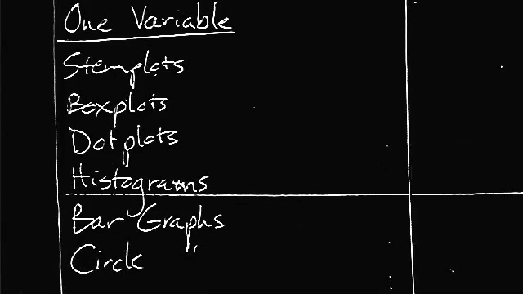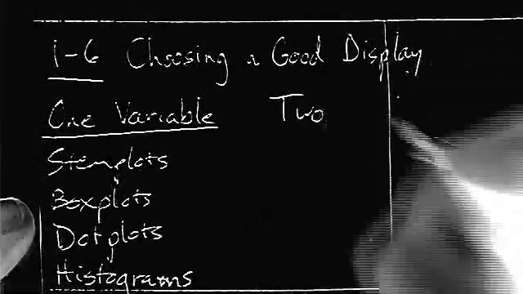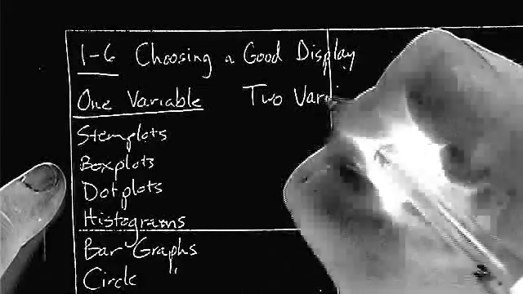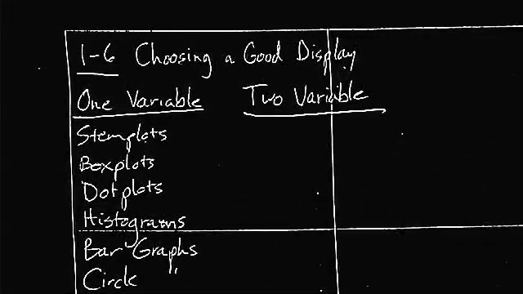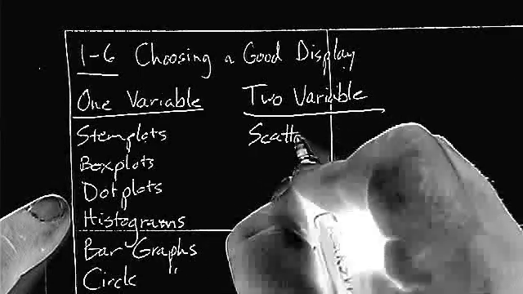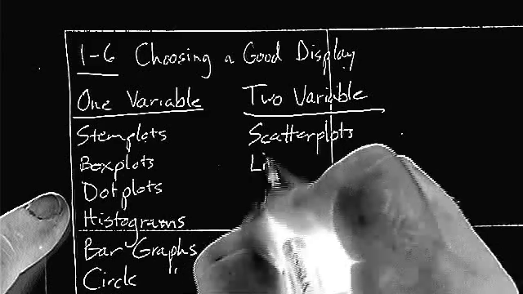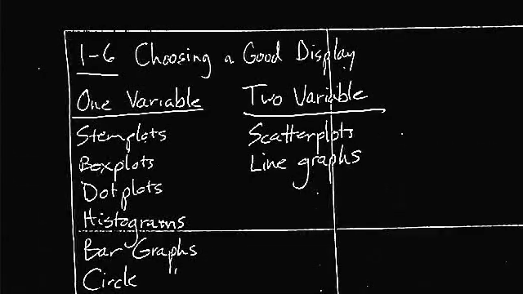Okay, well, in this section they want to introduce two variable data. And how would you display two variable data? So, for instance, the ones that they want to bring up to you are scatter plots and line graphs, which are basically the same, except you've got lines connecting the dots.